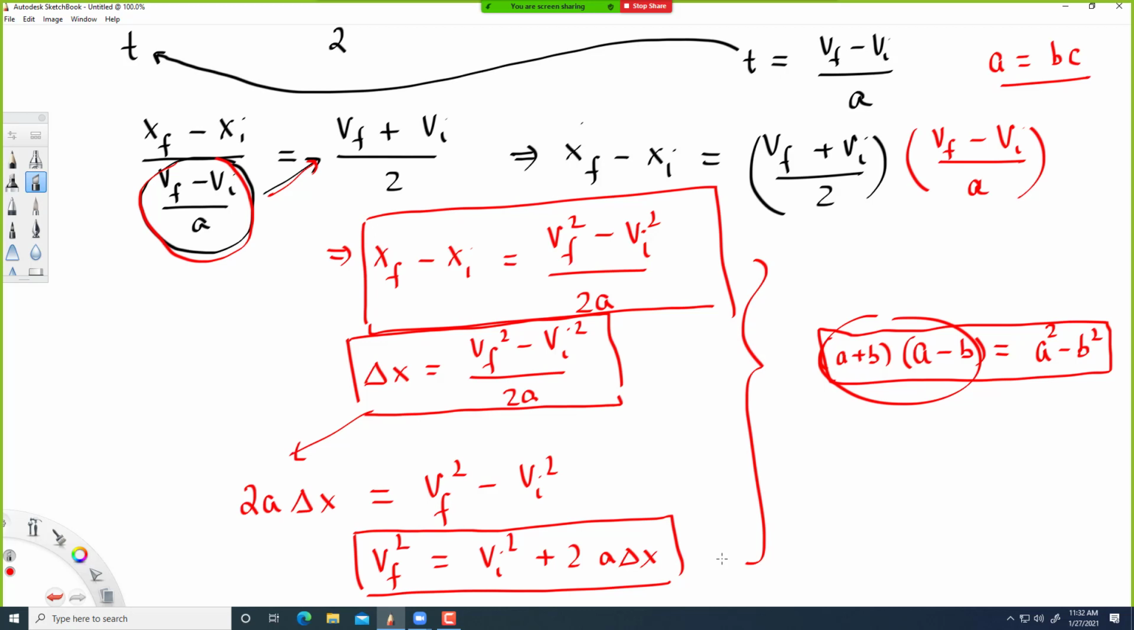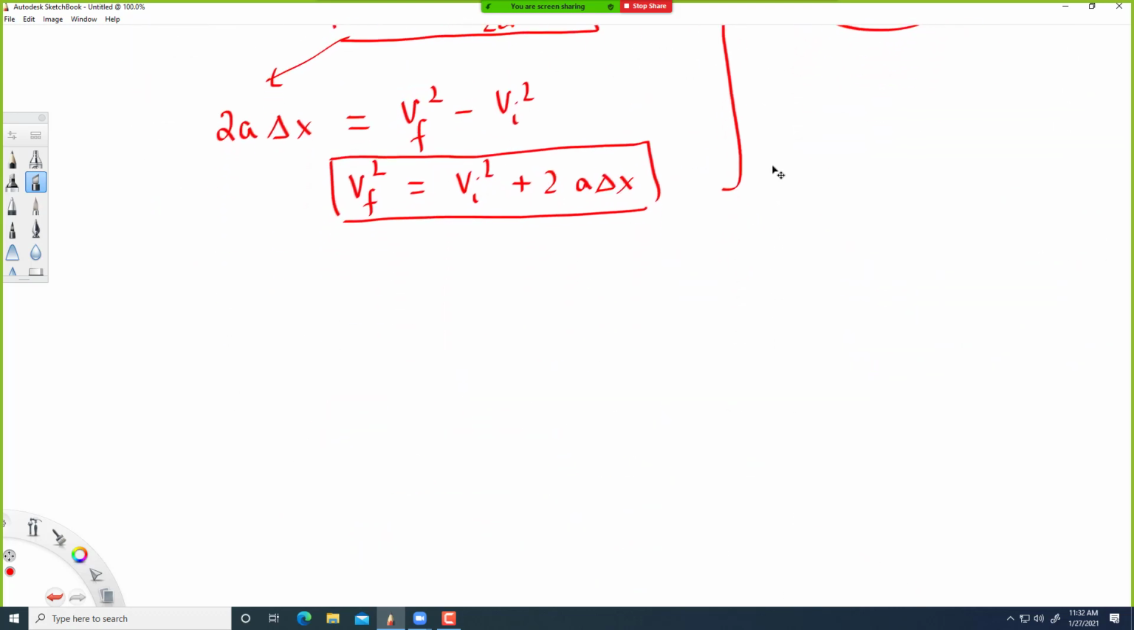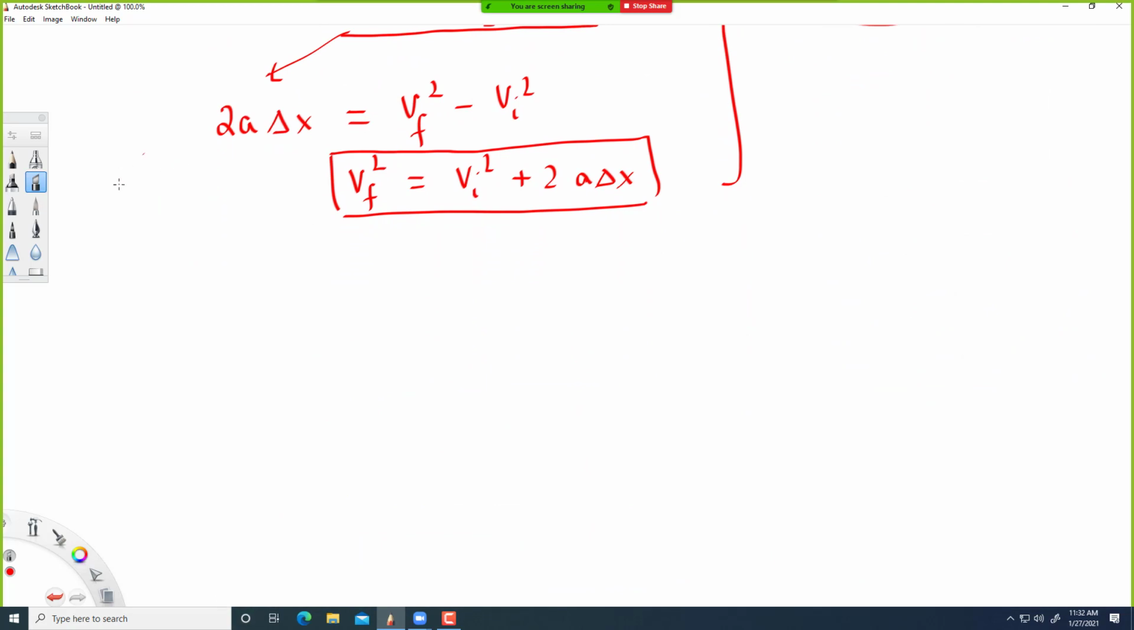So let me summarize the three equations now. And then we'll be using those three equations to solve motion problems or kinematics problems.